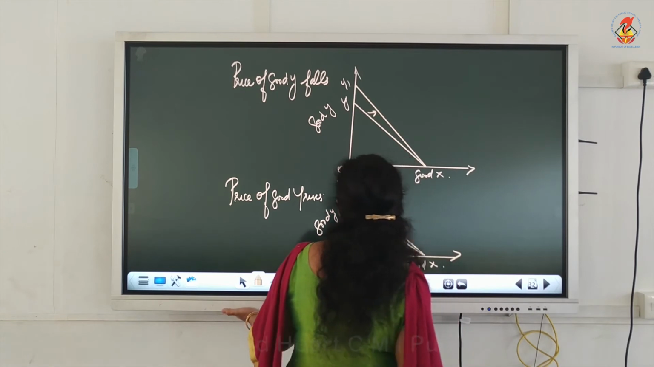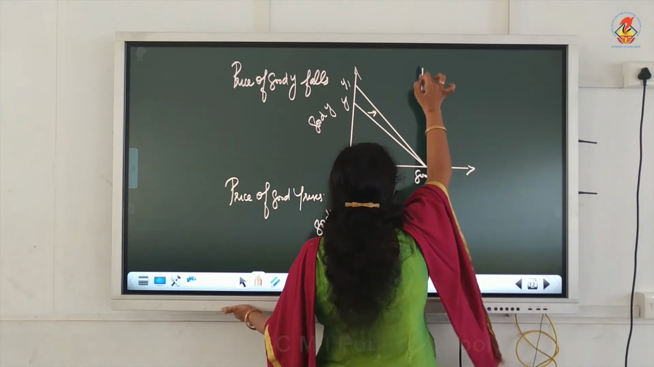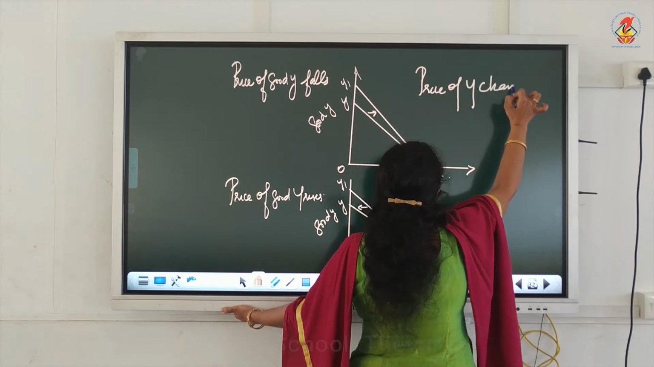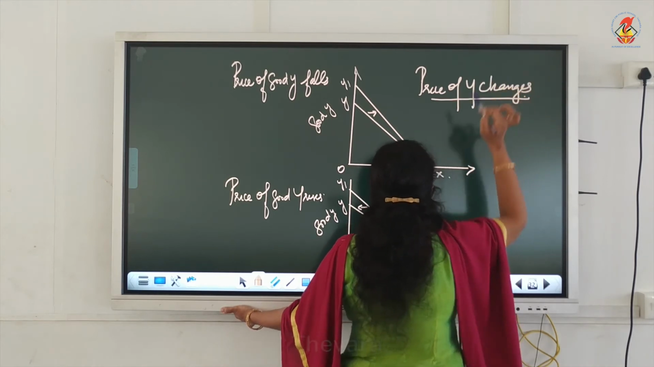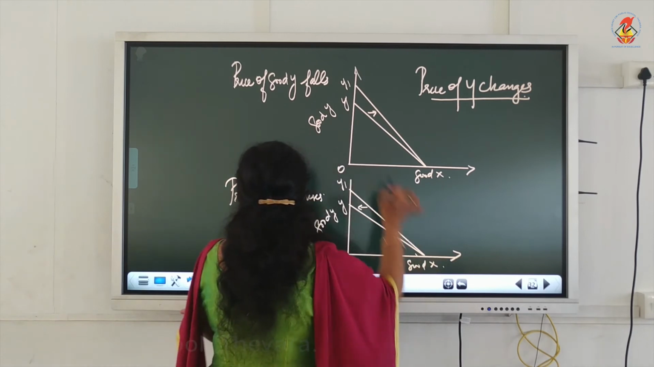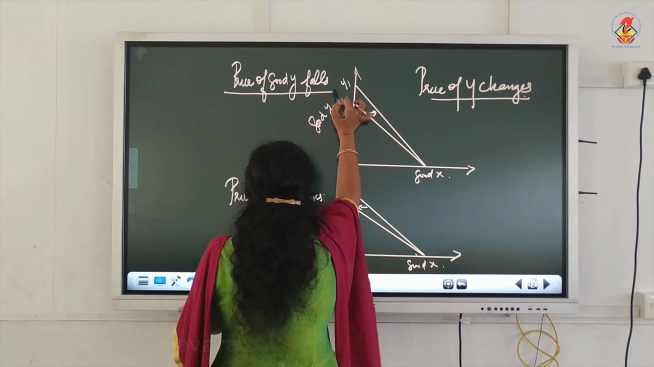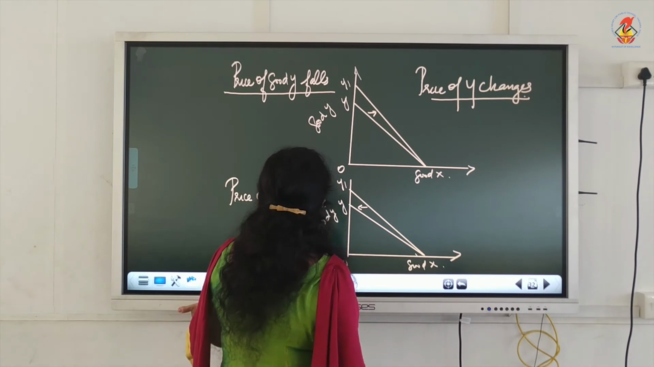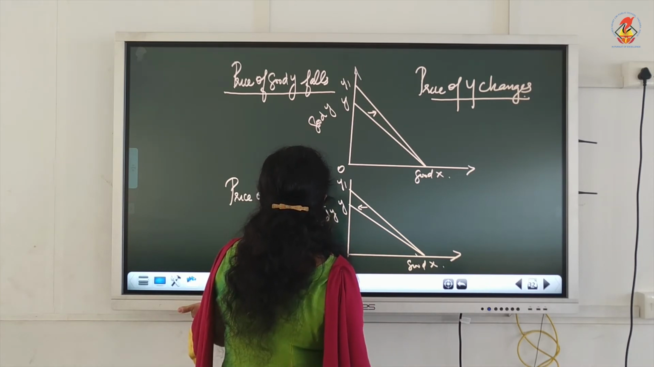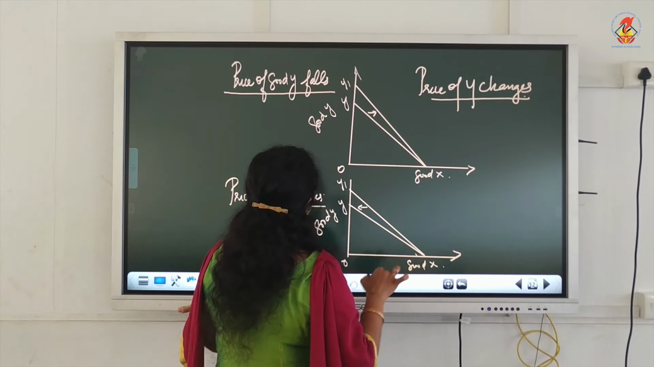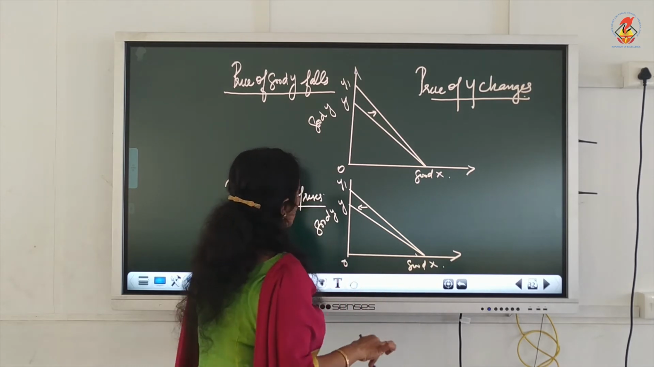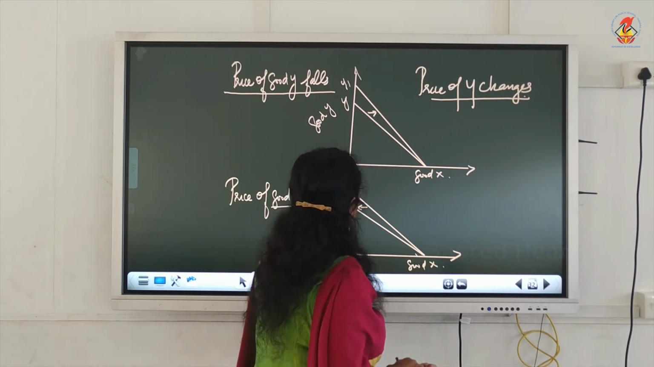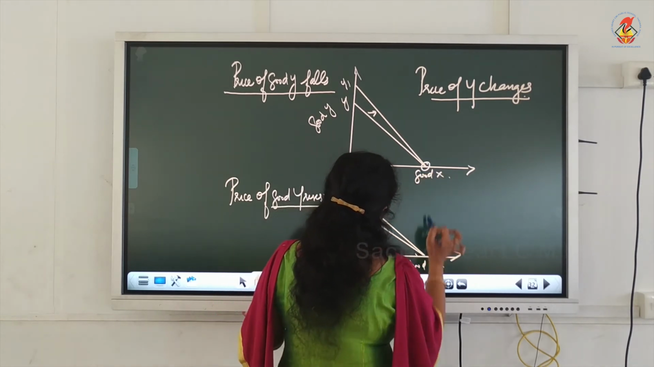Next is price of y changes. Price of y changes means what? Price of y falls and price of y rises. When the price of y falls, more of y will be purchased. When the price of y rises, less of y will be purchased. So, x remains constant.